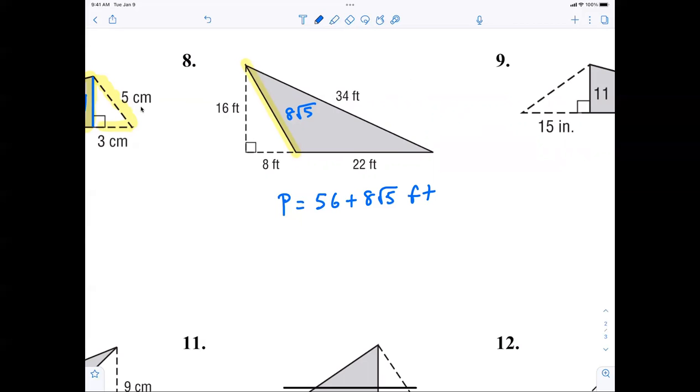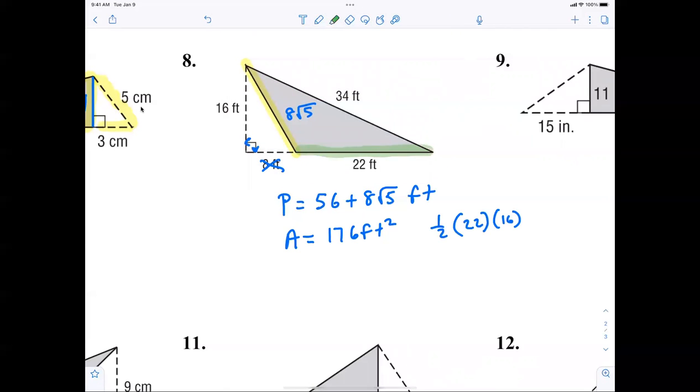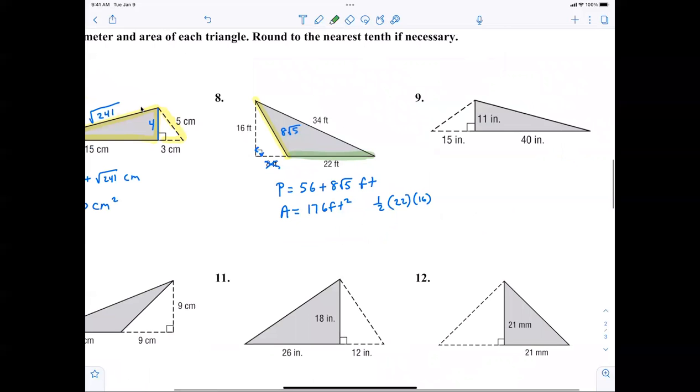Okay, so now everybody can tell me the area, right? The area is what? 176. Yeah, that's what I'm thinking. 176 square feet. Again, just to make sure, 1/2, 22 times 16. Remember, this points to the base and the height, but the 8 has nothing to do with it. The base of this triangle is this guy right here. All right, come on, guys. I want everybody to do knockout number 9 real quick.